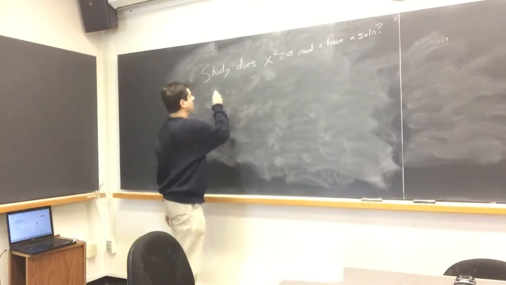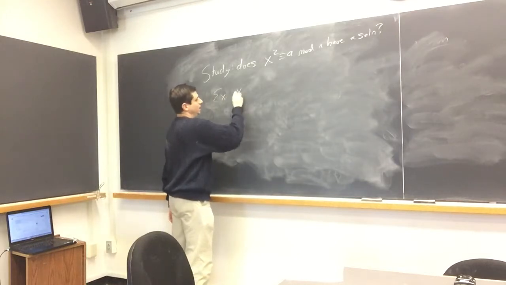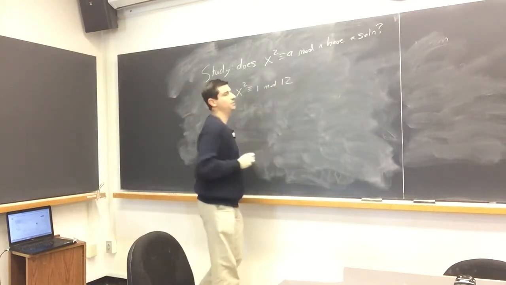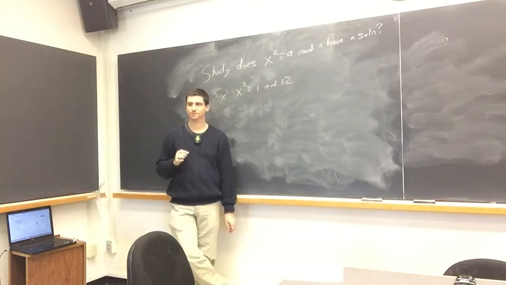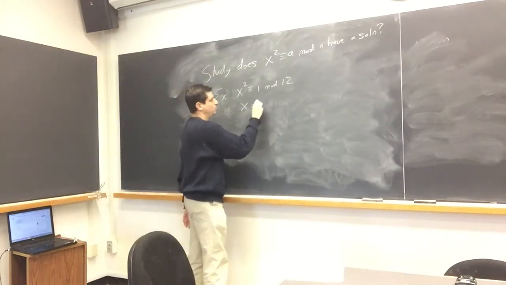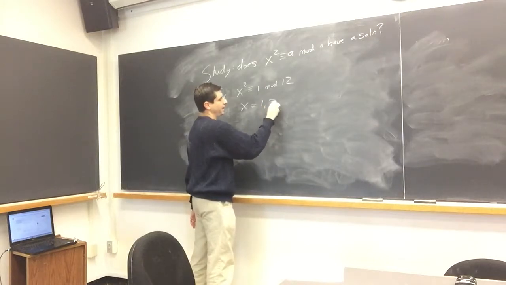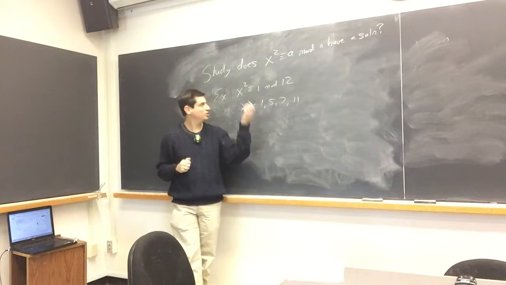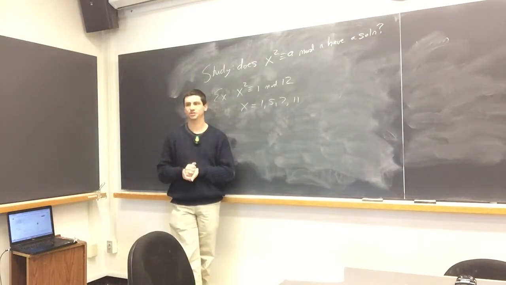So for example, x squared congruent to 1 mod 12. How many solutions? Four. There are 4 solutions: x equals 1, 5, 7, or 11. So we have a polynomial of degree 2 having 4 solutions. It seems a little bit bad.